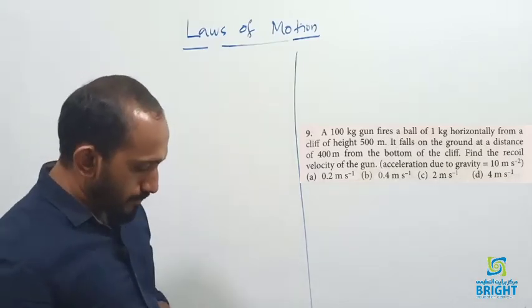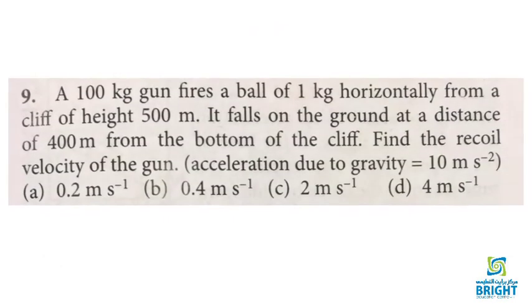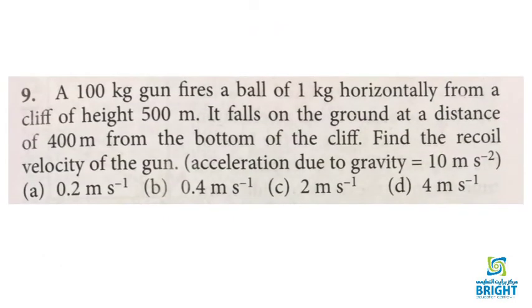Question is like this way. A 100 kilogram gun fires a ball of 1 kilogram horizontally from a cliff of height 500 meter. It falls on the ground at a distance of 400 meter from the bottom of the cliff. Find the recoil velocity of the gun. G you can take 10, then 4 options are given. We can check how to resolve it.